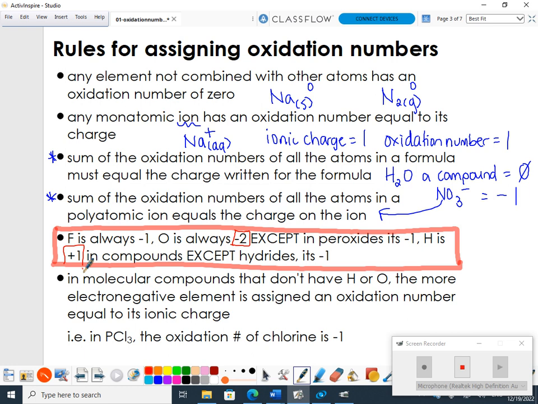This is very rare for what we're going to do. Usually the compound will have one of these, and you solve for the other one. So let's see how that works.